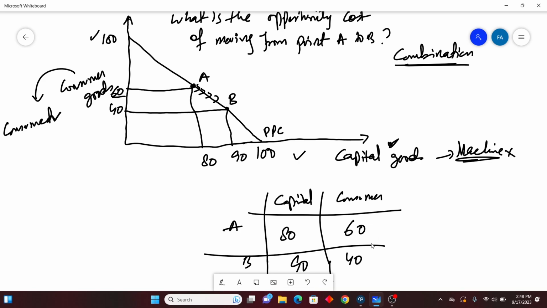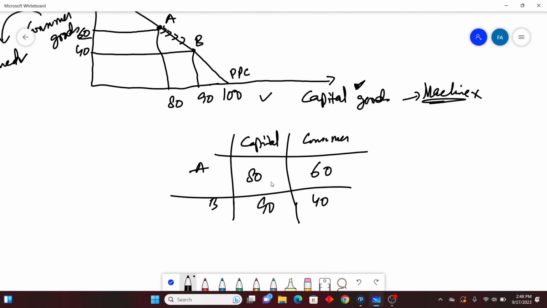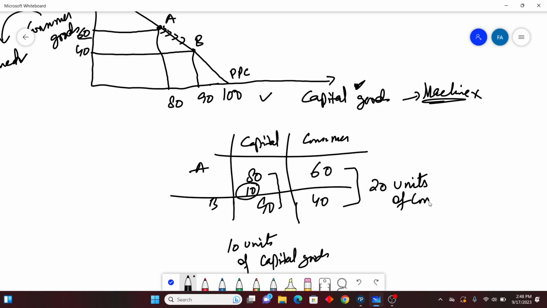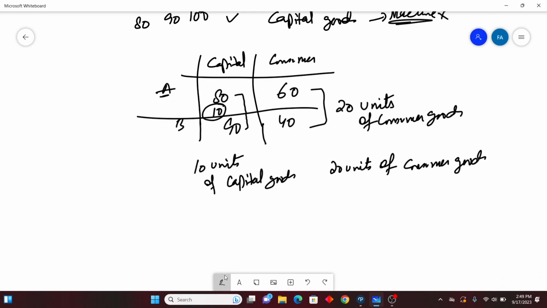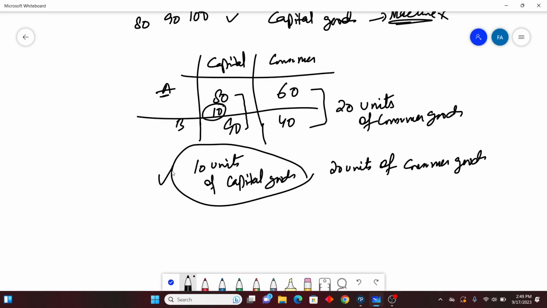Okay, so now after making these columns, it becomes easier for me to calculate the opportunity cost from A to B. You can see from A to B there are 10 units extra which we are receiving. So I'm getting 10 units extra of what? Of capital goods, correct? And from point A to point B, we have to leave 20 units of consumer goods. How are you saying 20 units? Because earlier it was 60 at point A, now it has become 40 at point B. Okay, so this is very important. It means you have to leave 20 units of consumer goods to get 10 units of capital goods. Okay, quite clear? You received 10 units, and you left 20 units of consumer goods.